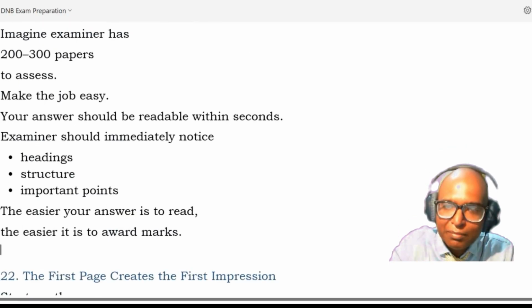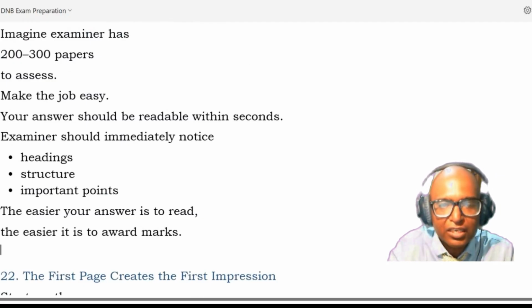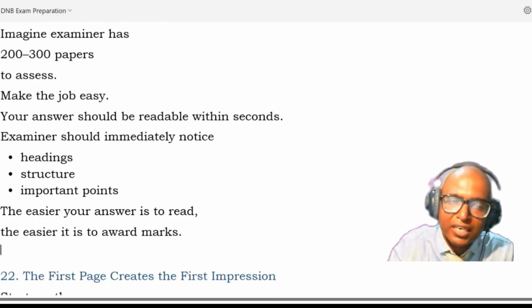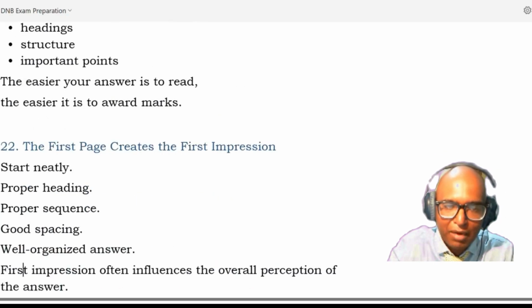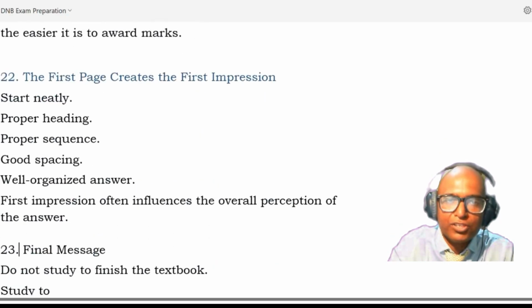Your answer should be readable within seconds. The examiner should immediately notice the heading, structure, important points, and the easier your answer is to read, the easier it is to award the marks. The first page of your paper will create the first impression. So start neatly, with proper heading, proper sequence, good spacing, a well organized answer, and first impression often influences the overall perception of the answer.